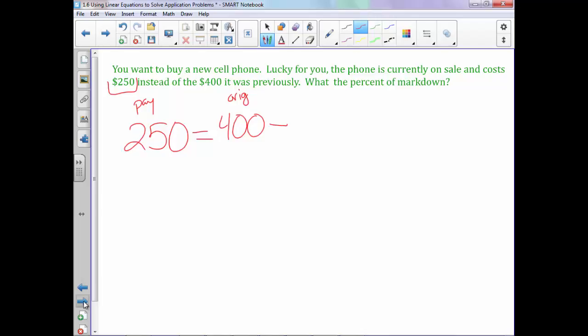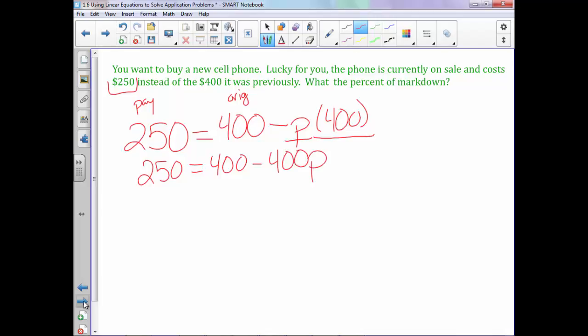But we took off some percent of the original. So some percent of that original. And we took it off because it's on sale. So now when we solve this, we'll distribute that negative p, or multiply that negative p, times that 400, and it's just negative 400p. The p is already on the right side, so let's move this 400 by subtracting it. And 250 minus 400 is negative 150 equals negative 400p.